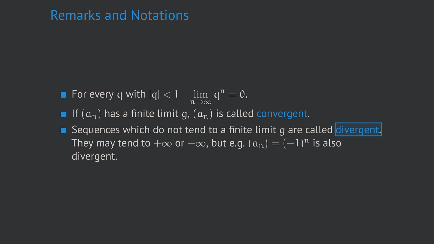There are several possible behaviors for divergent sequences. For instance, they may tend to plus infinity or minus infinity. On the other hand, a divergent sequence may oscillate between two values or between two areas of values, exactly like the sequence (-1) to the power of n did in our example before.